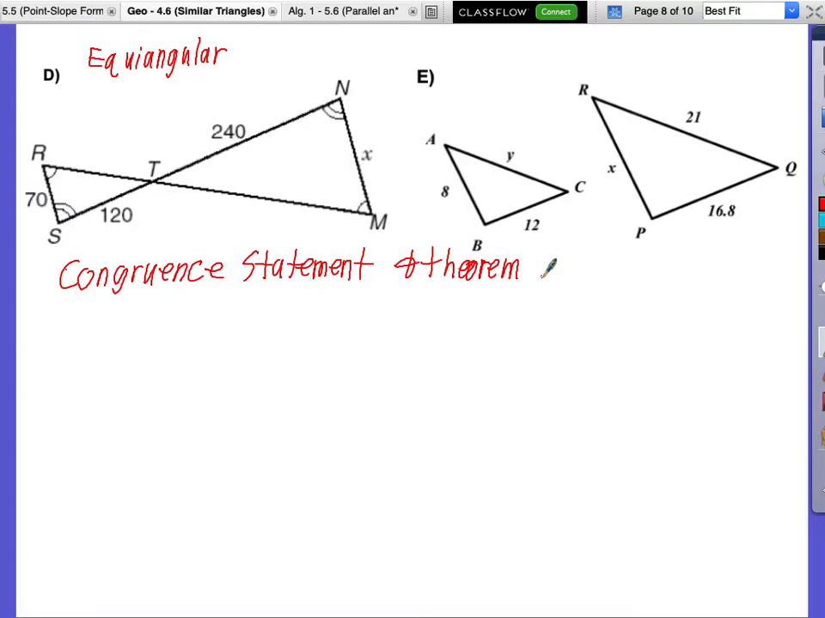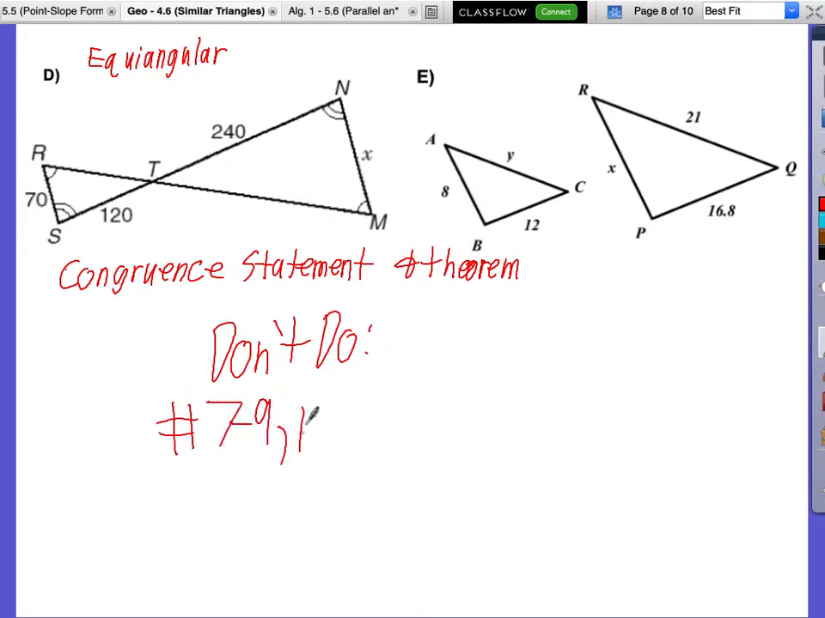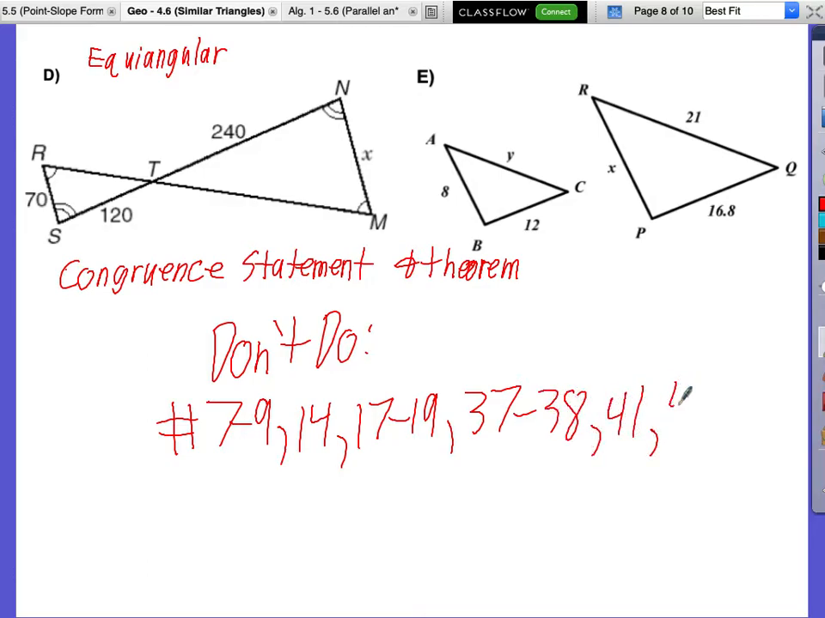Okay. Go back to the front because now I have some don'ts. 7 through 9, 14, 17 through 19, 37 through 38, 41, 48 through 54. This homework's gonna be really short. Thank you, Mr. Crossman. Yeah, no problem. Stop singing Hillary Dog. It's a throwback. I know it. That's a banger. I love it.